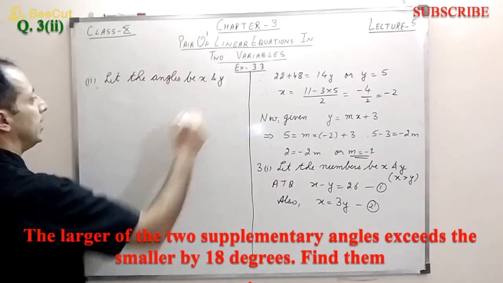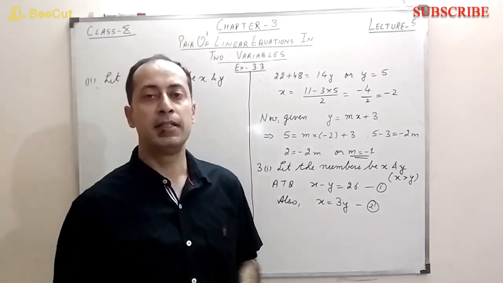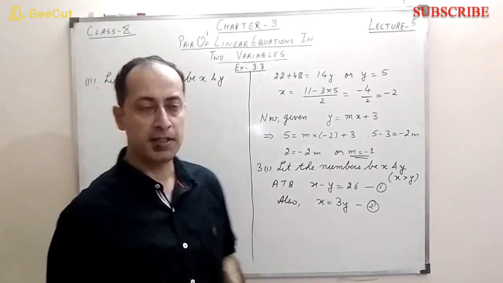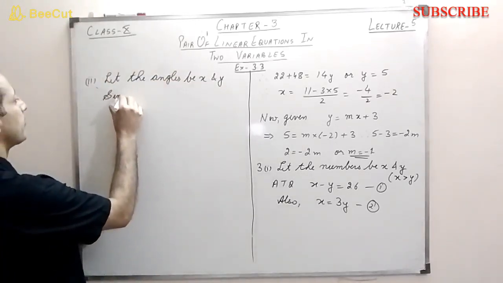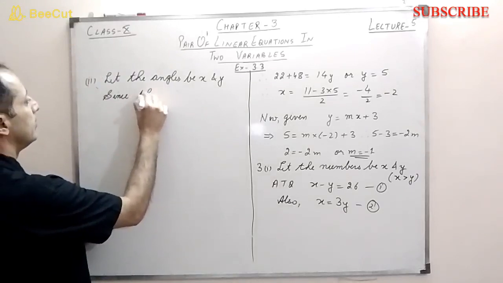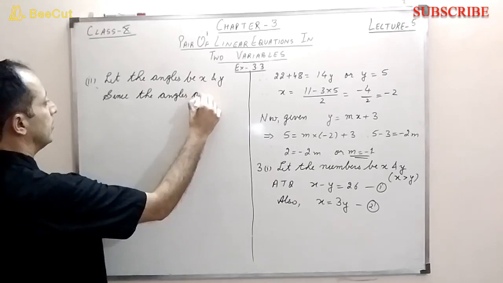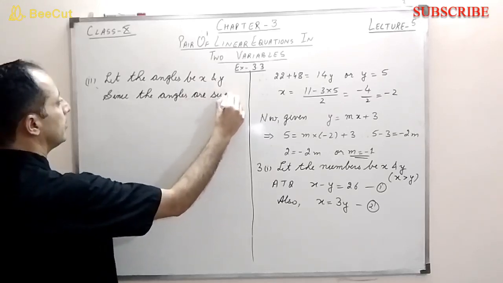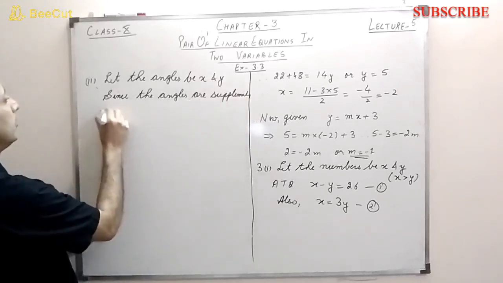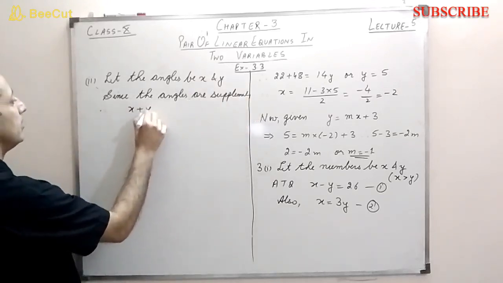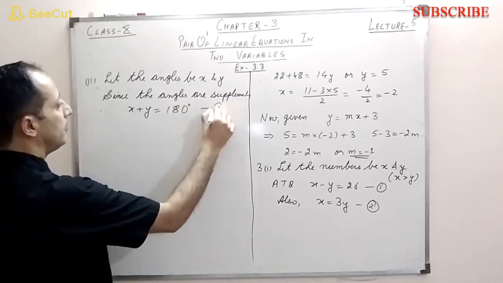So we suppose the angles are x and y. Now it is given they are supplementary. It means the sum of the two angles would be 180 degrees. Since the angles are supplementary, therefore x plus y is equal to 180 degrees. So this is our first equation.